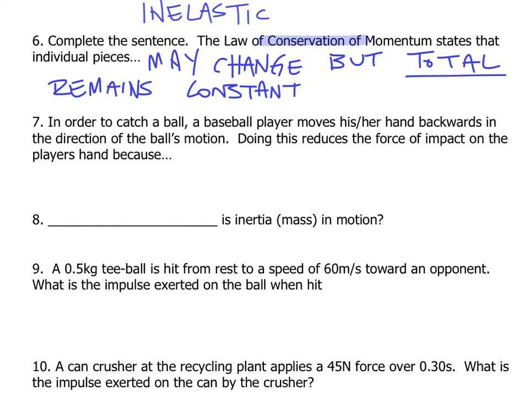Number seven, in order to catch a ball, a baseball player moves his or her hand backwards in the direction of the ball's motion. This reduces the force of impact on the player's hand. So remember, we've talked about force and time. We said that impulse was equal to force times time. So because force and time are being multiplied by each other, there's an inverse relationship. So if the force is reduced, meaning the force goes down, then that means that time has to increase.